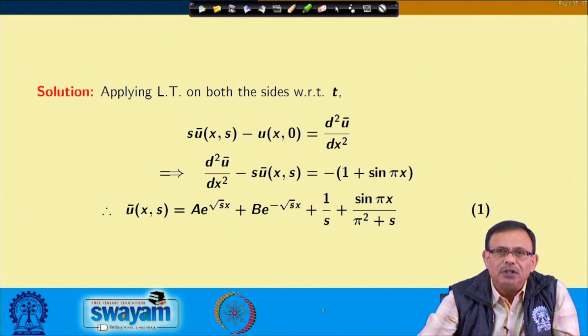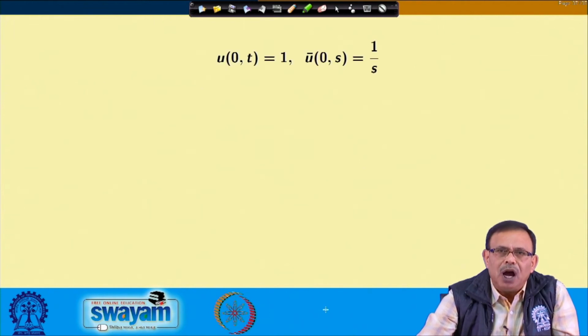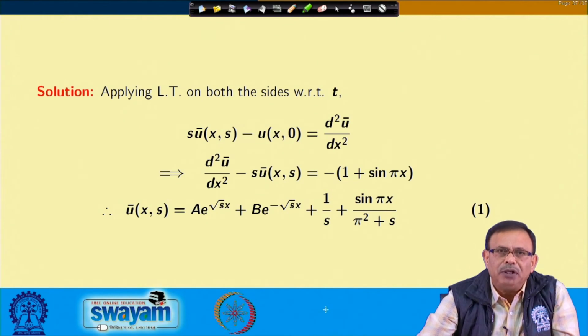Solution of the differential equation is given by equation 1, which has basically two parts, CF and PI part. The first two terms, a e to the power root s x plus b e to the power minus root s into x, are the CF part, and the PI part is 1 by s plus sin pi x by pi square plus s. Once you obtain this, I have to find out the values of these constants a and b.